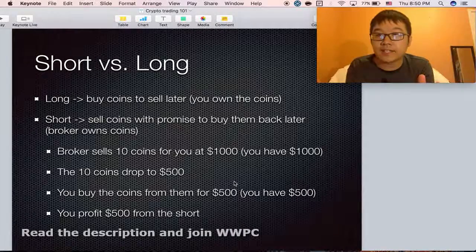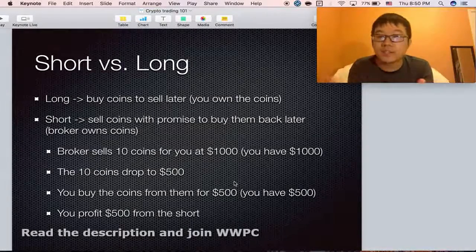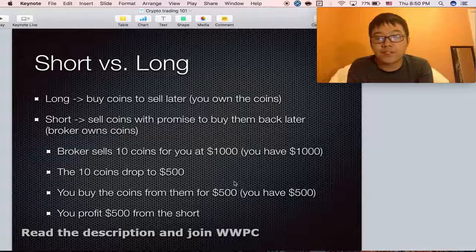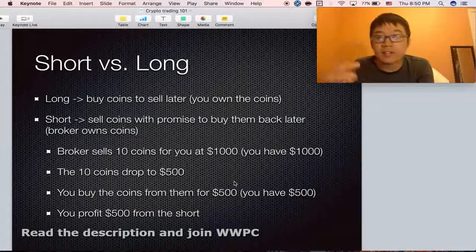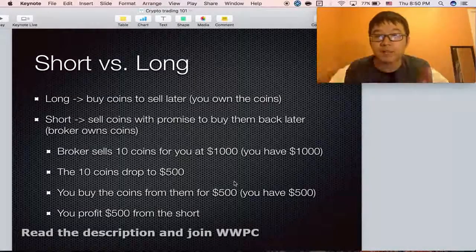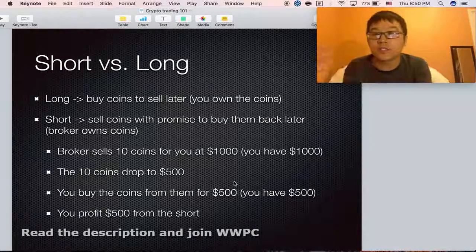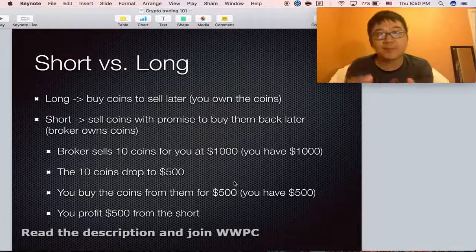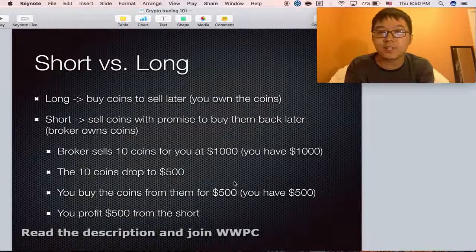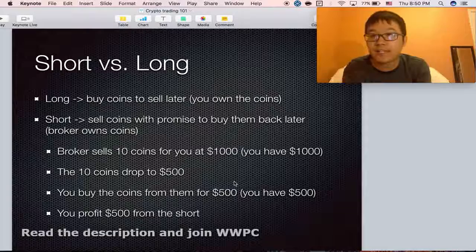So the best way to look at this is an example. The broker sells 10 coins for you at $1,000 each. So you have $1,000 now. But then the price of the 10 coins drops to $500. So you decide to buy the coins back from them for $500. And so now you take that $1,000 that you started out with from their sale, pay them back $500, and you profit $500. This is kind of how you benefit from markets that you think are going to fall down, or coins that you think are going to fall down in price. But that's definitely a little bit more advanced. So usually people just go with longs and buy and hold if you think it's going up, or sell and then wait for it to drop before buying in again.